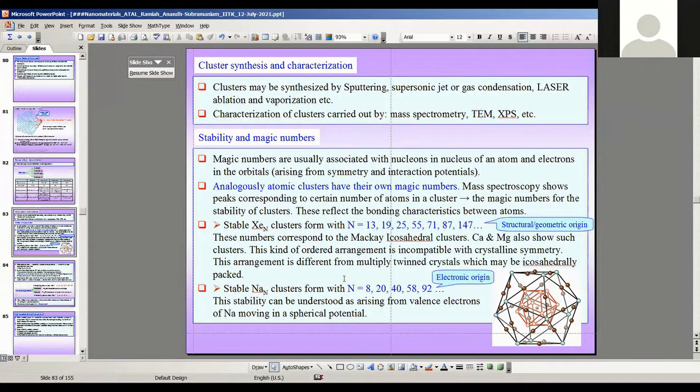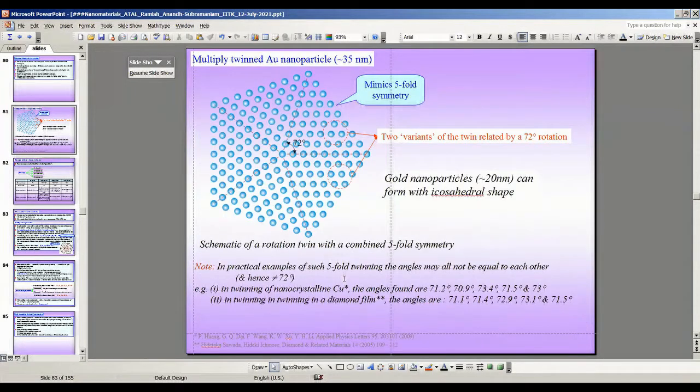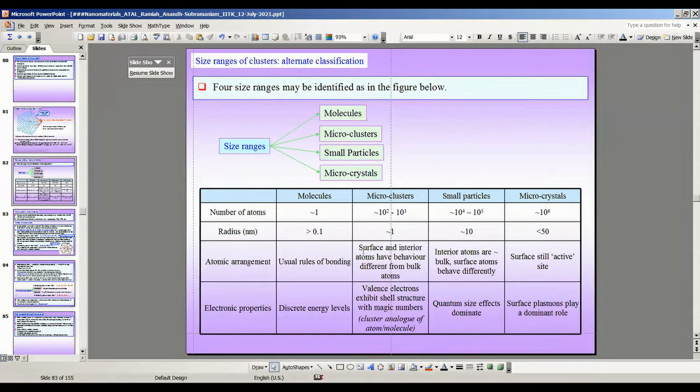That means now it's like you have electronic shells filled, and they would give rise to stability. Here you have clusters of atoms which give rise to stability, and therefore they have an electronic origin, and this can be thought of as a superatom made up of a cluster. Now, you have molecules, microclusters, small particles, and microcrystals. Many of these microclusters to small nanoparticles are a regime wherein interesting properties emerge, and we need to keep track of them.